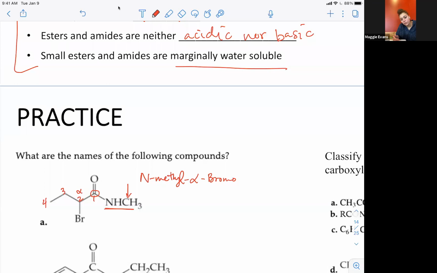Why did we put the N before the alpha? Because when you're naming amides, you name the substituent off the nitrogen first, then you name the portion derived from the carboxylic acid. You always name this part first, whatever's branched off your nitrogen, if there are any substituents. If it's NH2, you don't have any substituents to name. But if there is an alkyl group branched off the amide nitrogen, you got to name that first.